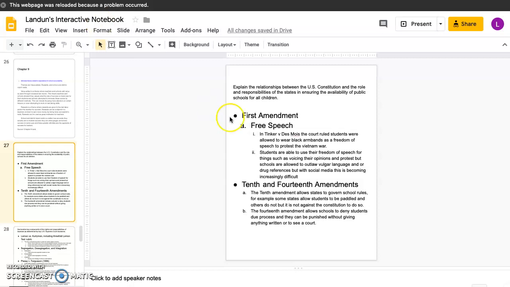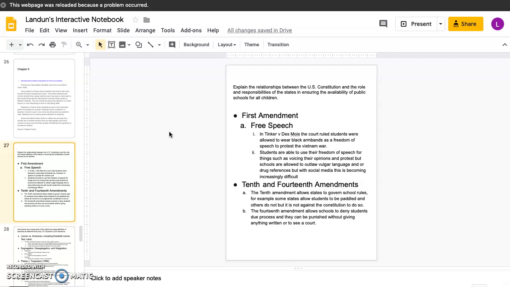So I wrote down all the notes that I thought were very relevant to the topic. For the first slide, on the First Amendment, I wrote that it was free speech, which is what everybody knows, but specifically in Tinker versus Des Moines, the court ruled students were allowed to wear black armbands as a freedom of speech to protest the Vietnam War, which I thought was very interesting because I did not know about that before.